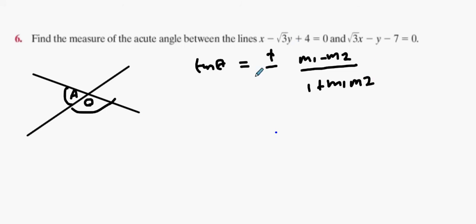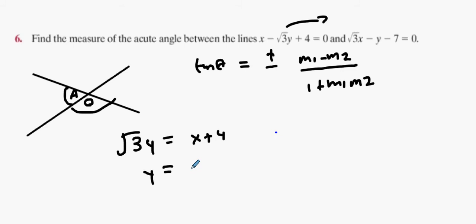So, we're going to get y on its own. Move the root 3y to the other side, or you basically get root 3y on its own, and you get that it's equal to x plus 4. You then divide by root 3, so you get 1 over root 3 times x plus 4 over root 3. This means your m1 value is 1 over root 3.